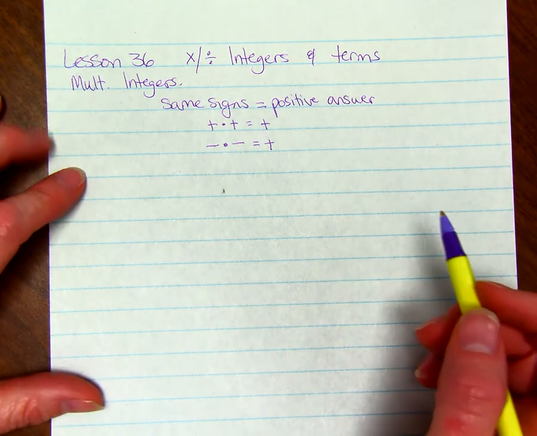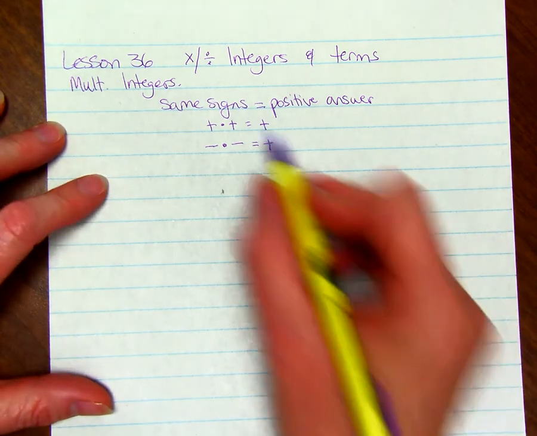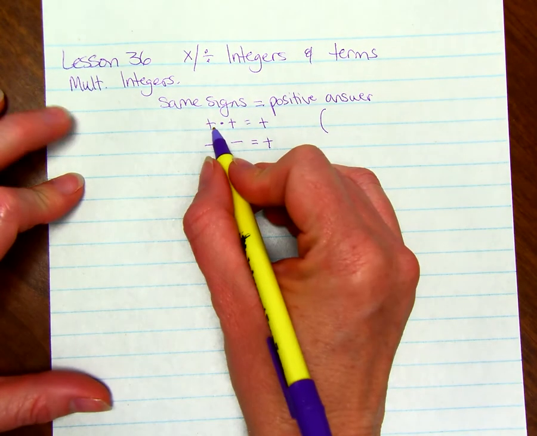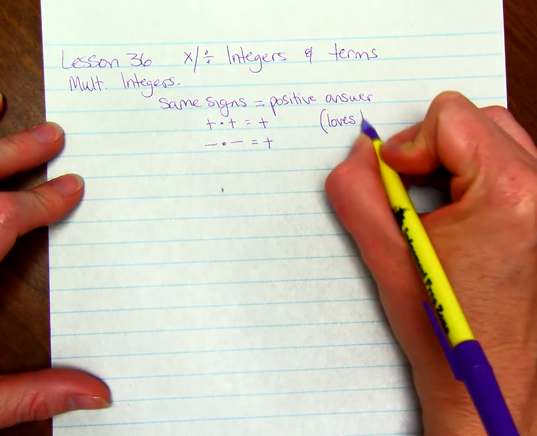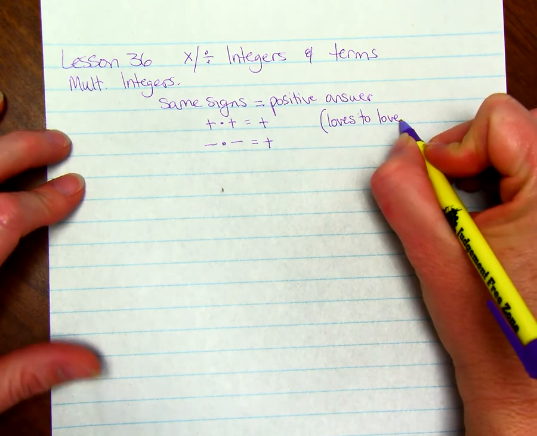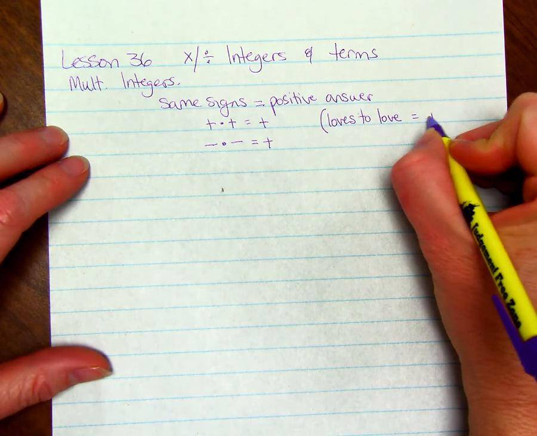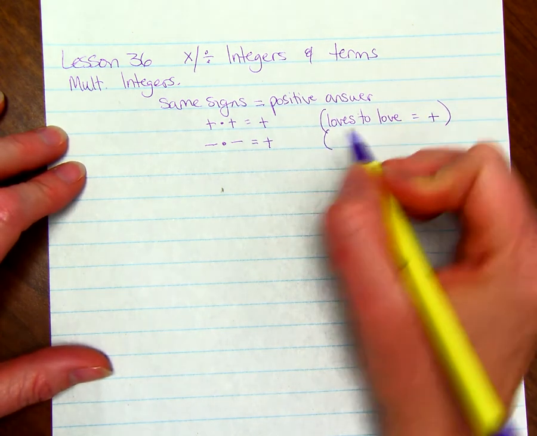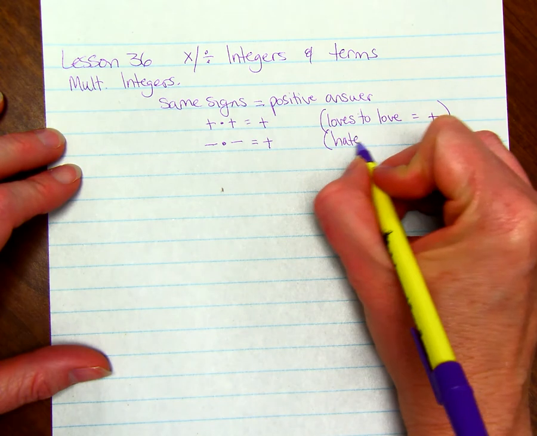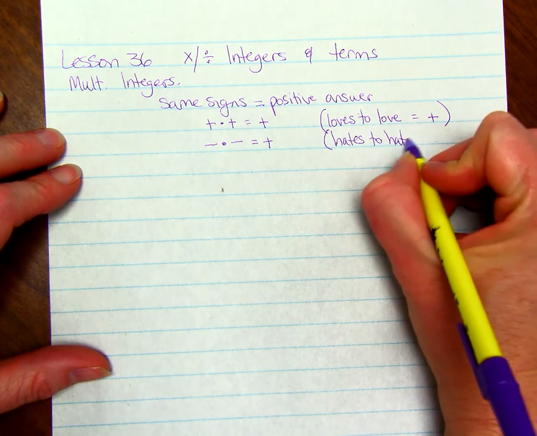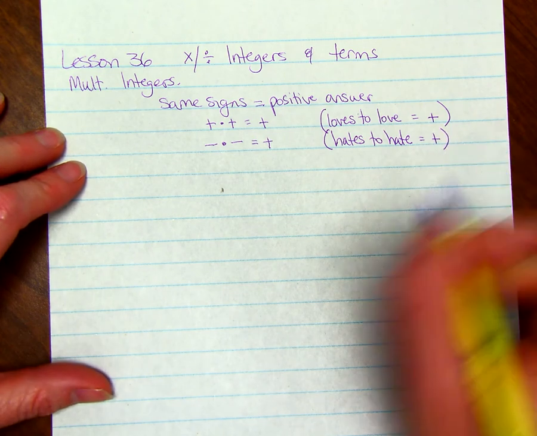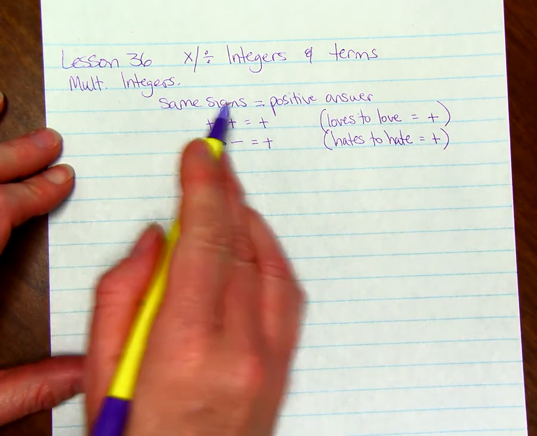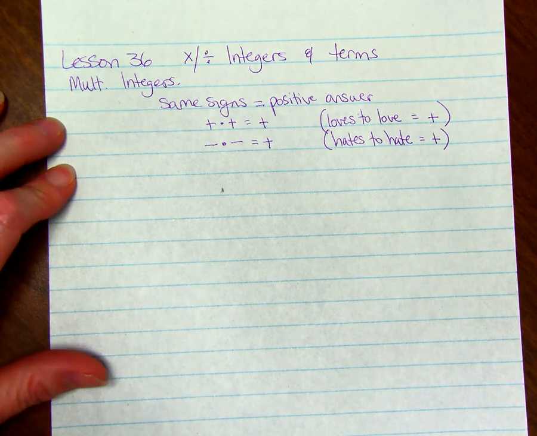Sometimes people like to use the words love and hate for the plus and minus. So if you looked at this, you would say love to love. Someone who loves to love is going to love, which is positive. And here you have someone who hates to hate. And if you hate to hate, then you love, and it's positive. This only works for multiplying and dividing.